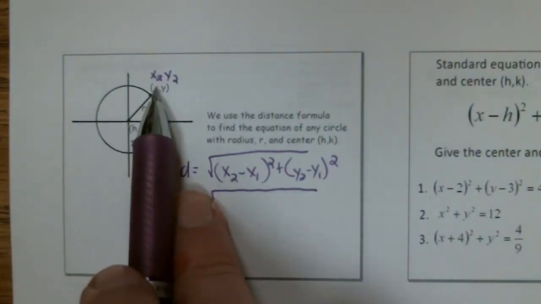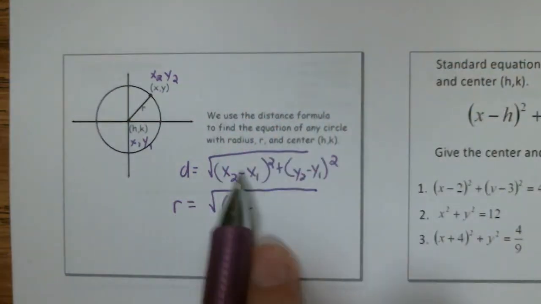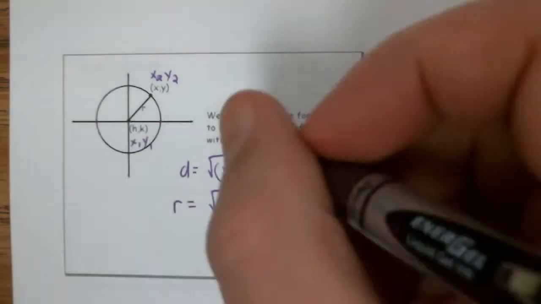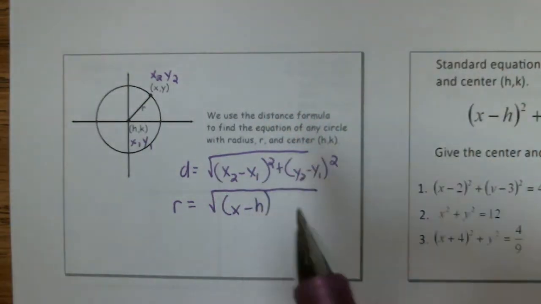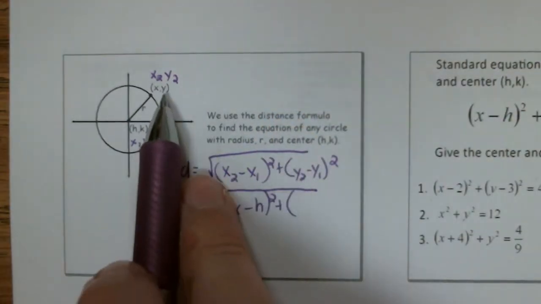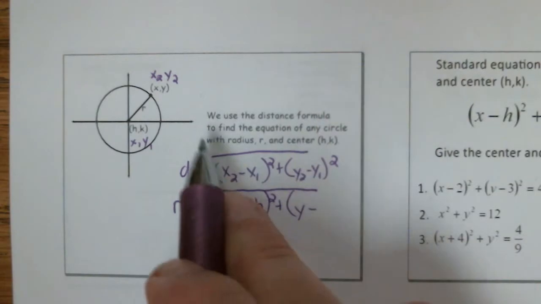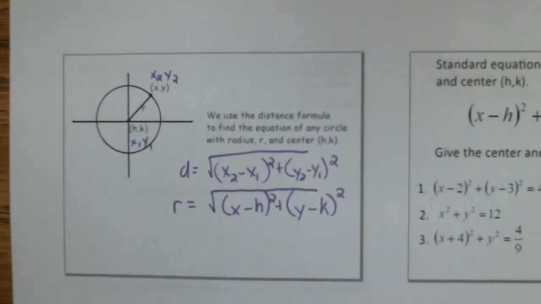So I'm just going to stick these into the equation. My x2 is still just x, minus x1, which we're calling h. It's just the x-coordinate of the center of the circle. That's all that is. Plus y2, which is just y, minus y1, which is the k. And then I'm going to square that.